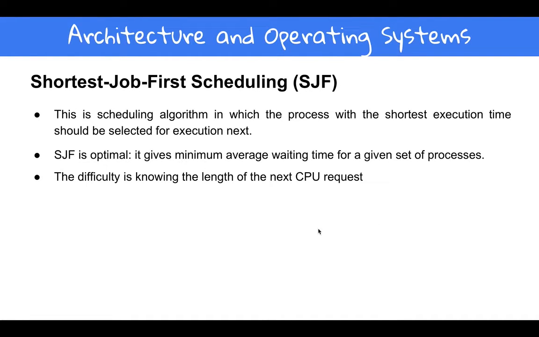It's really good. As you see, it's optimal. It gives you a minimum average waiting time, which is fantastic. How does it work? This scheduling algorithm works based on execution, the shortest one. So it means that whenever you have the queue in front of you, you choose the one who's got the least burst time. So we choose based on the least burst time.